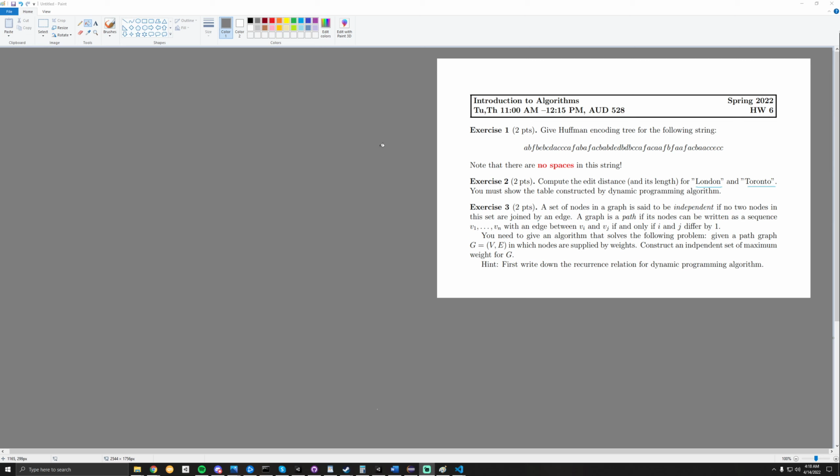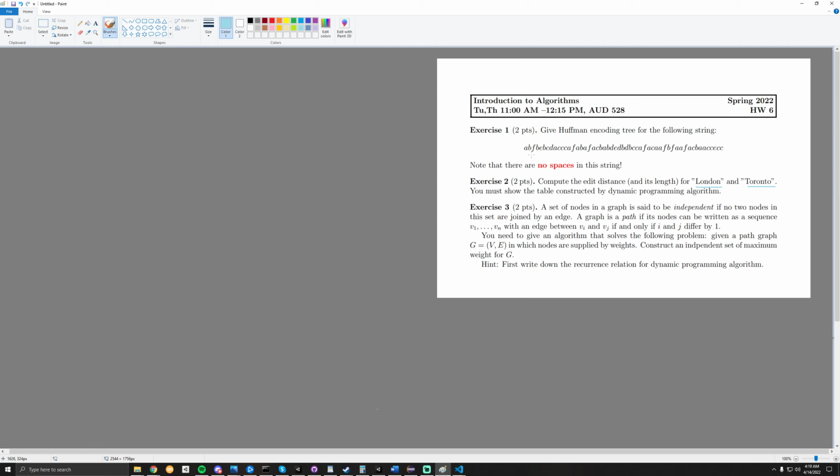Okay, this homework takes a look at dynamic programming, and the first question here appears to be on the Huffman encoding tree. The whole point of Huffman encoding is to try to find a short binary representation for a string or a bunch of characters.